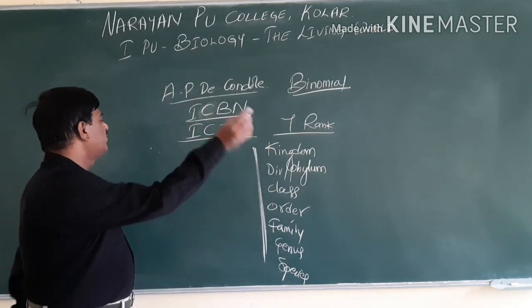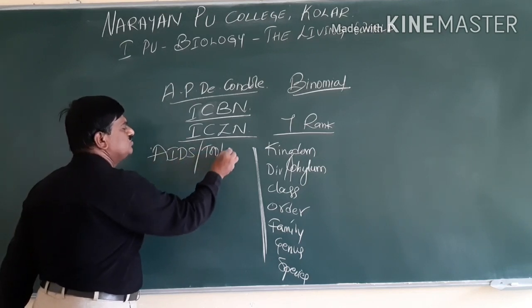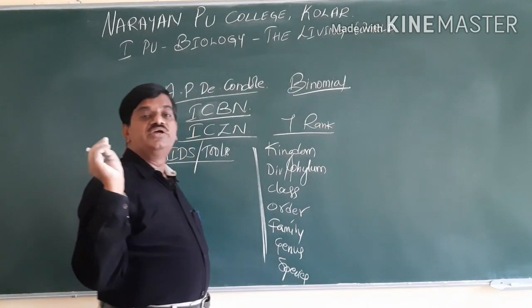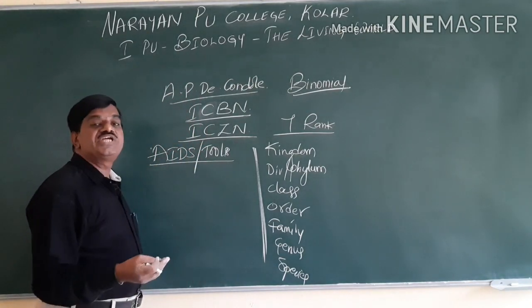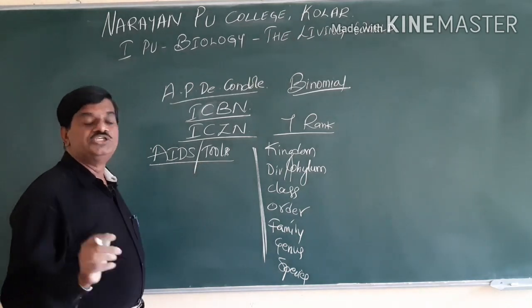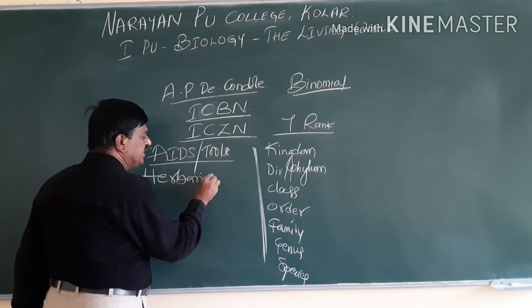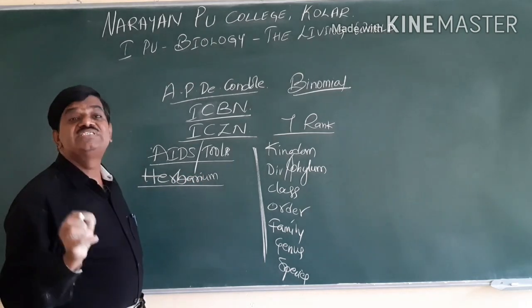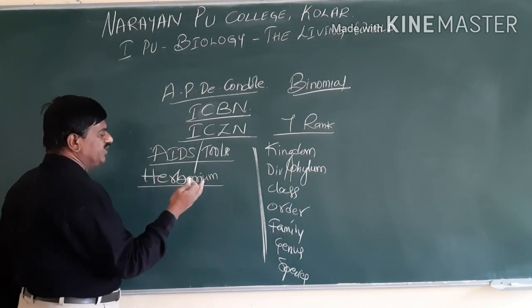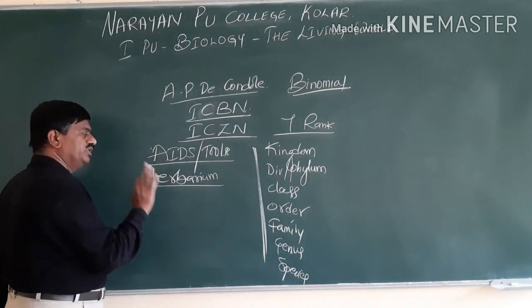Now we'll go for taxonomical aids. Aids are nothing but tools. These are required for identification or for the study of a particular plant or animal, and they come under taxonomical tools. The first one is the herbarium. It is the storehouse of preserved plants. The plants are pressed on a sheet of paper, as I mentioned above, and stored in the herbarium.